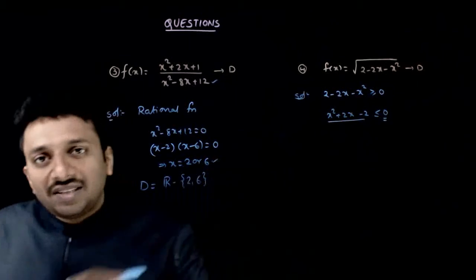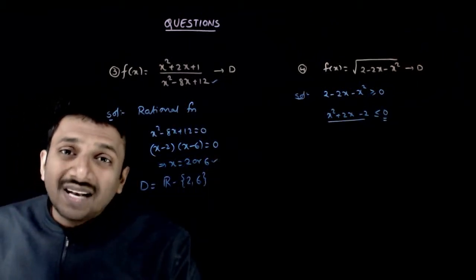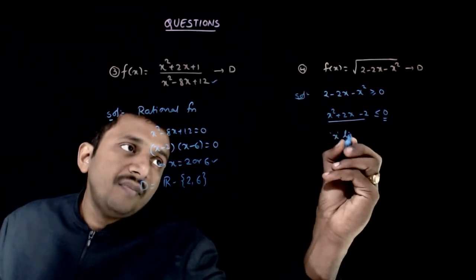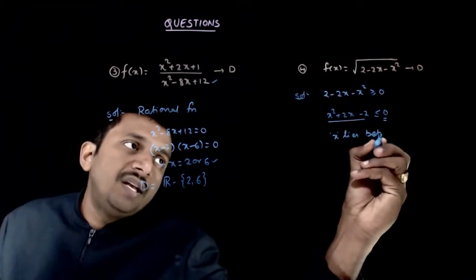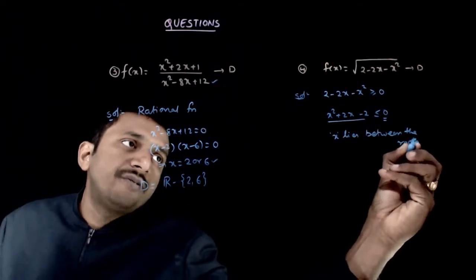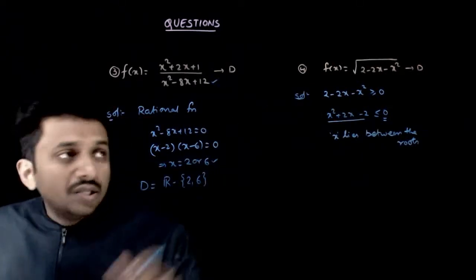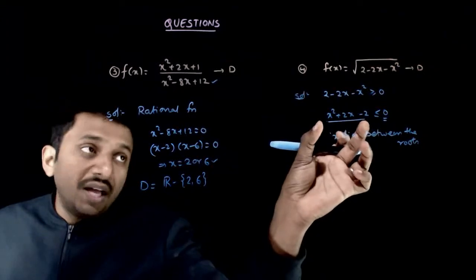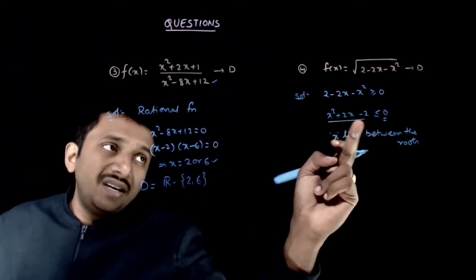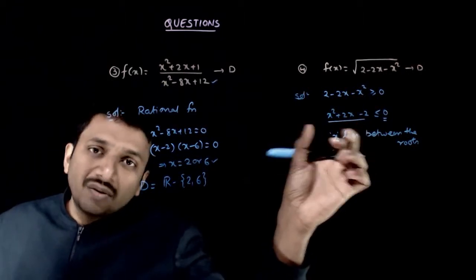A quadratic inequality less than or equal to 0 implies x lies between the roots. So x lies between the roots of this quadratic equation. So what are the roots of this quadratic equation? Can you factorize this? I think it is difficult to factorize this. So I'll use the quadratic formula.